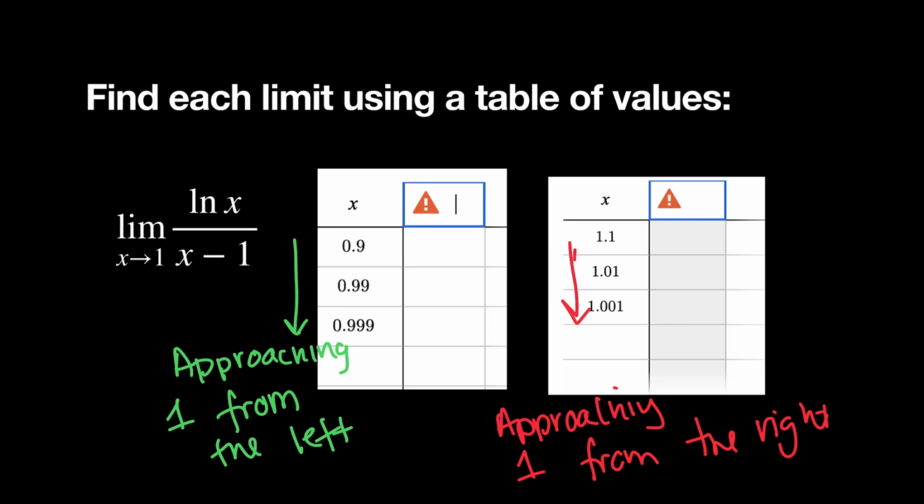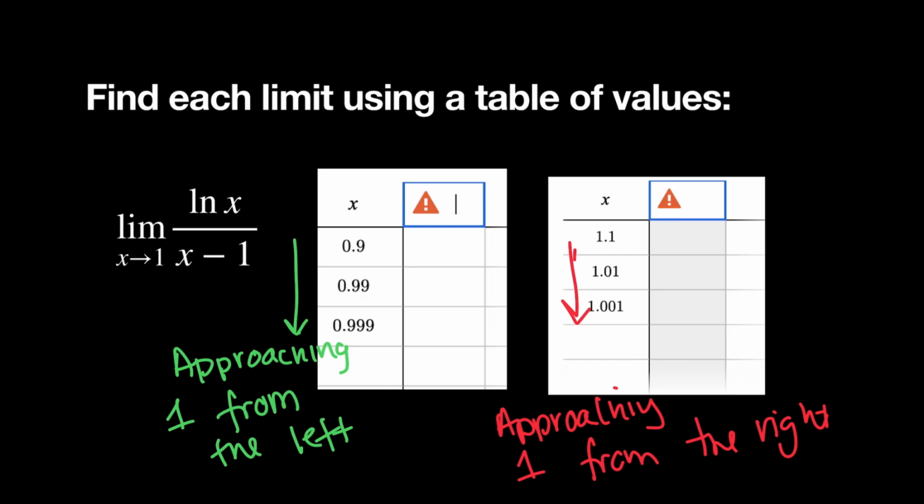So I want to pick numbers that are a little bit smaller than 1 and are approaching 1 from the left. So I might pick something like x equal 0.9, x equal 0.99, x equal 0.999. These are x values that are approaching x equal 1, coming in from the left. And then I want to pick some x values that are a little bit bigger than 1, coming in from the right side. So I might pick 1.1, 1.01, 1.001. That would be my approaching 1 from the right.